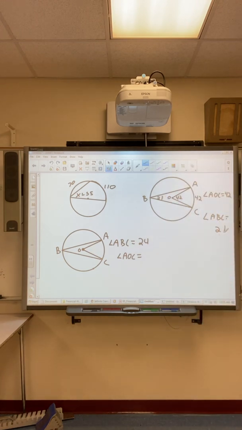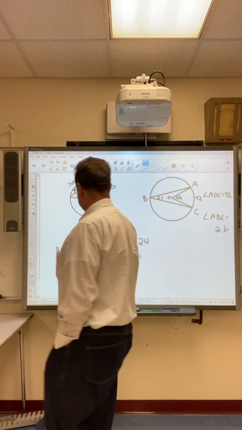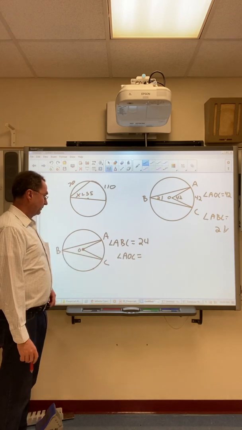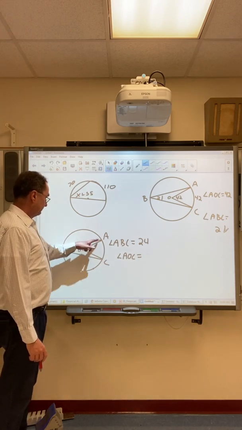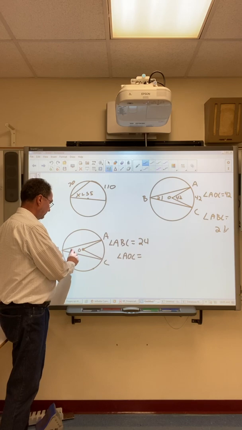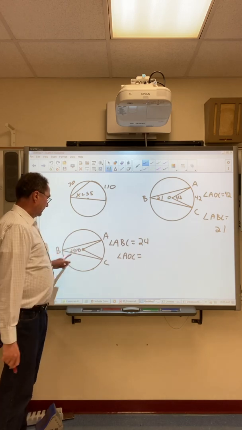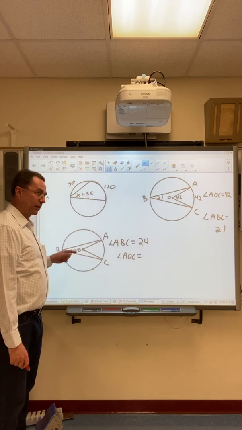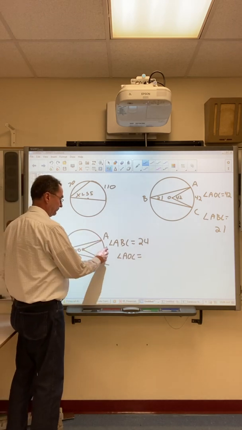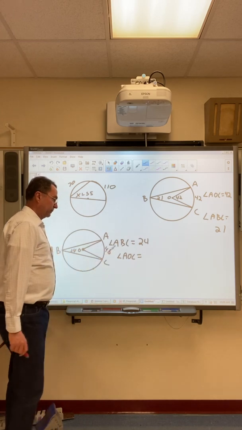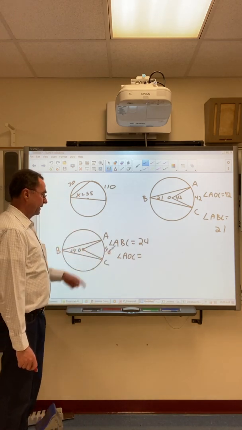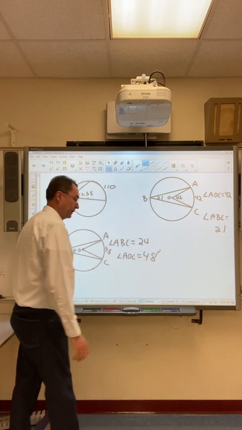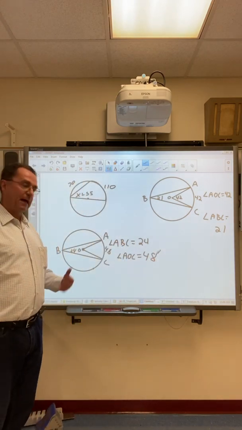The last one is the same thing, just drawn the other way around. We have an inscribed angle, we have a central angle. The inscribed angle measures 24 degrees. If that's 24, then we know the arc is double that, because the inscribed angle is half the arc. So this arc is 48. So then what's the measure of the central angle? The central angle equals the arc. The measure of an inscribed angle is half of the arc.